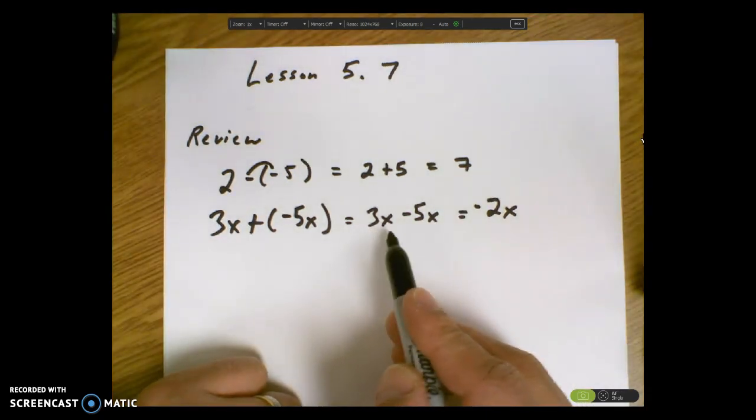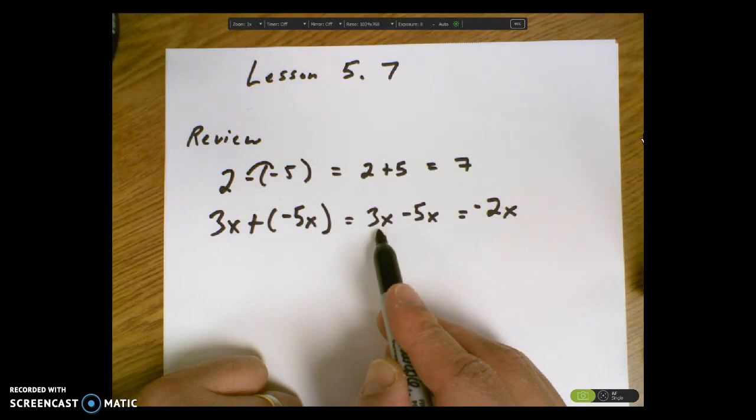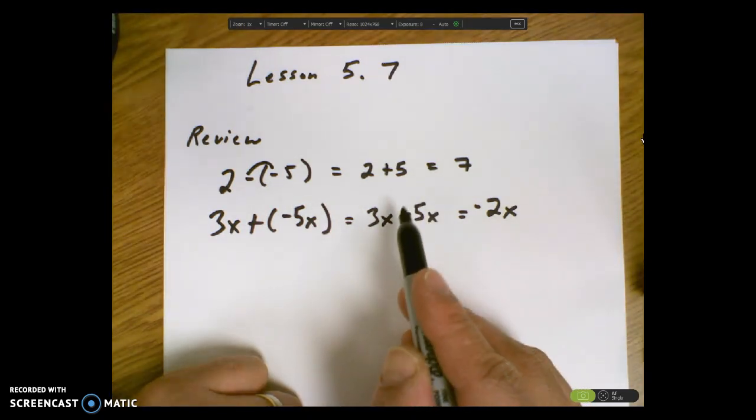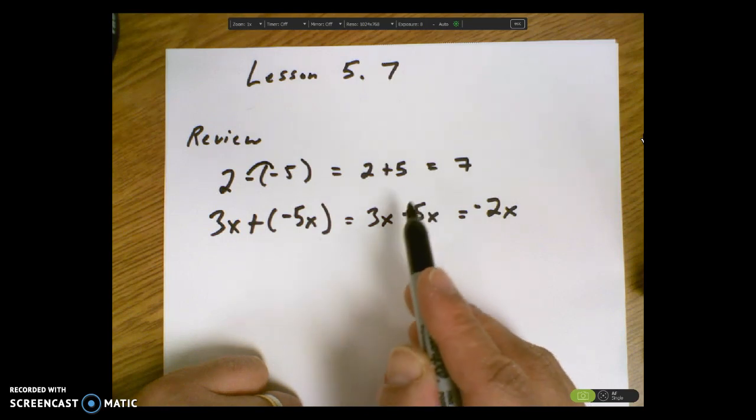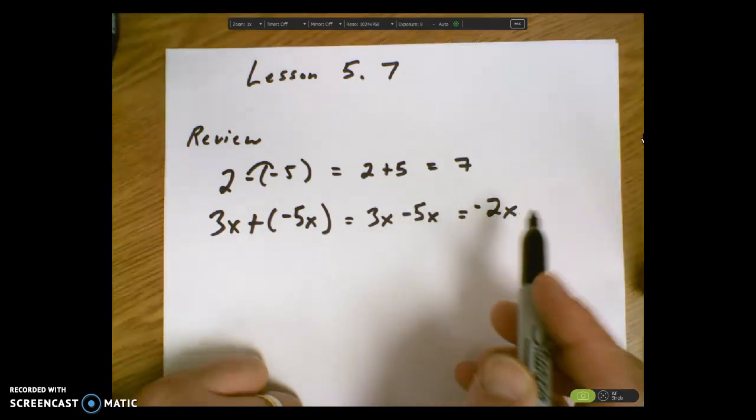So we did the positive pirates and the negative ninjas, and they fight. When they fight to the death, there'll be 2 left over of the negative ninjas. That's why it's negative 2x.